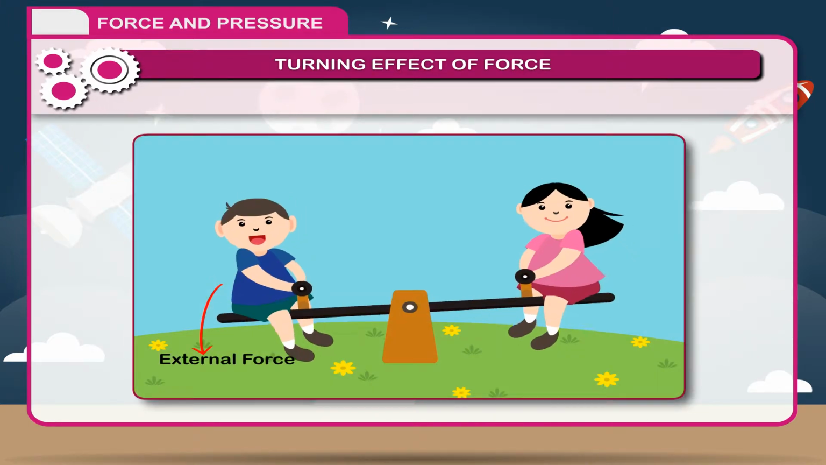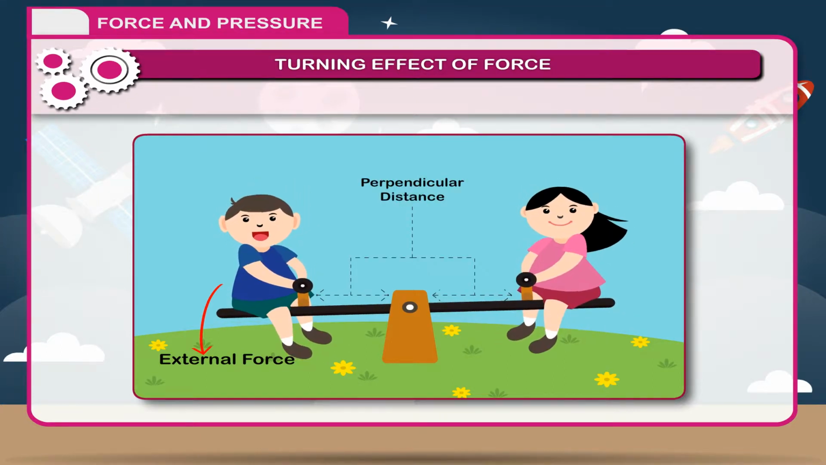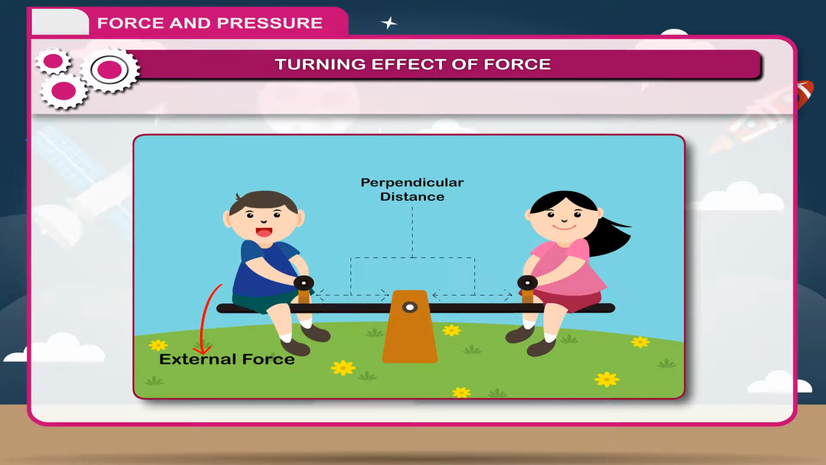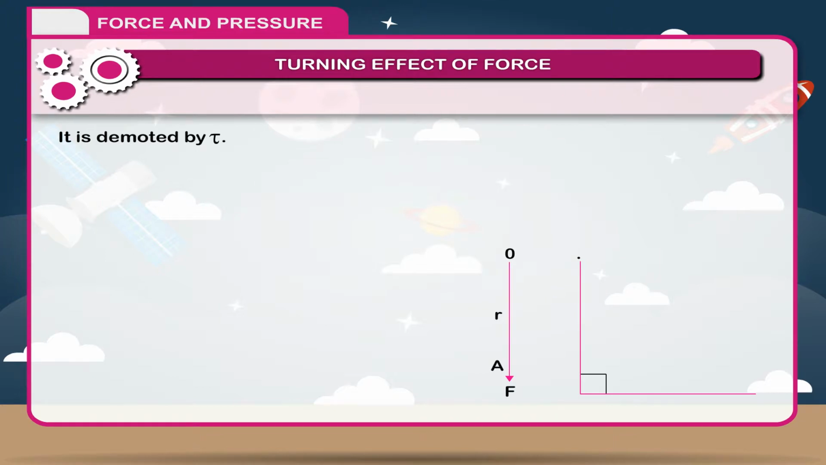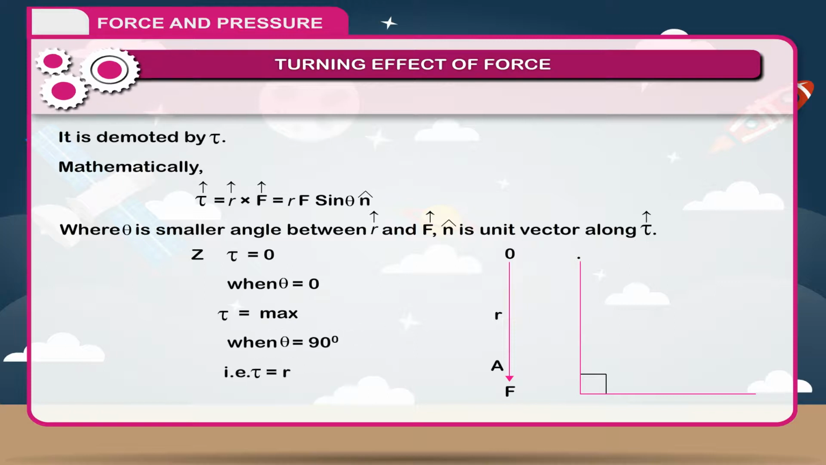Calculation. Moment of force or torque is measured by the product of the magnitude of force and the perpendicular distance of the line of action of force from the axis of rotation. Mathematically, torque τ = r × F = rF sin θ n, where θ is the smaller angle between r and F, and n is the unit vector along the torque. Torque is equal to 0 when θ is equal to 0, and maximum when θ is equal to 90 degrees.